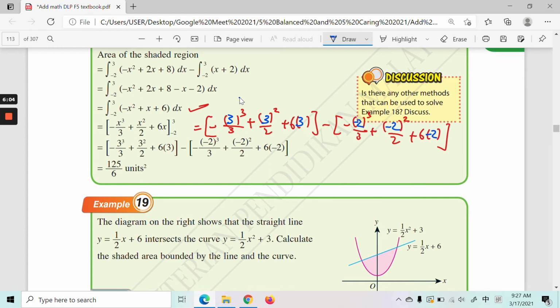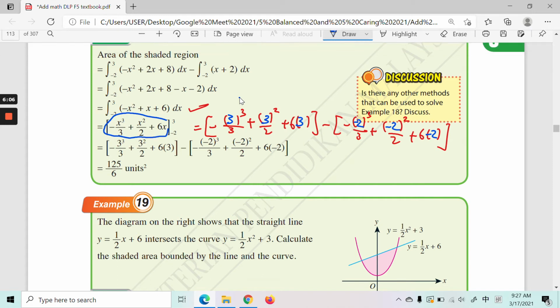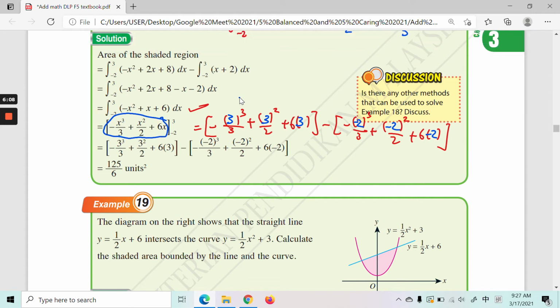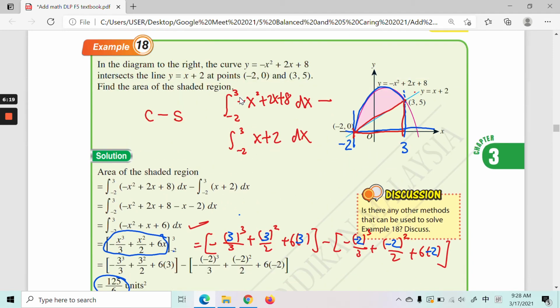So key in the calculator at this stage. After you key in the terms of x, press the calculate button. Key in 3 equal, key in negative 2 equal, and then press the answer, what minus what, and get the final answer, 125 over 6. So remember this part. This is the first method.